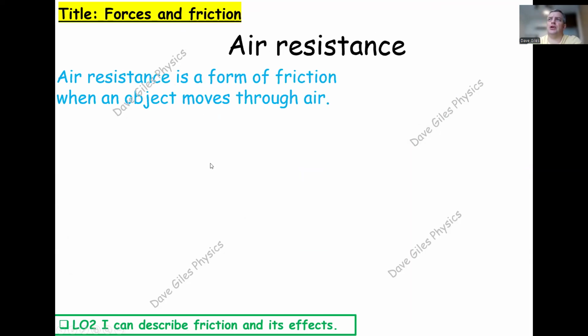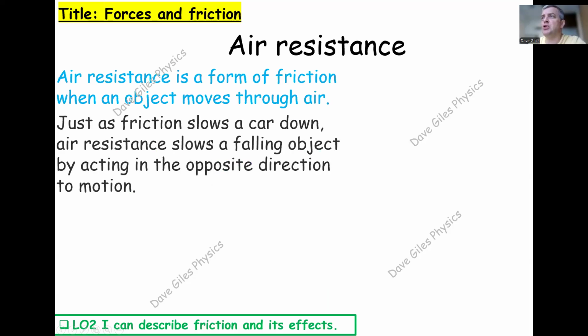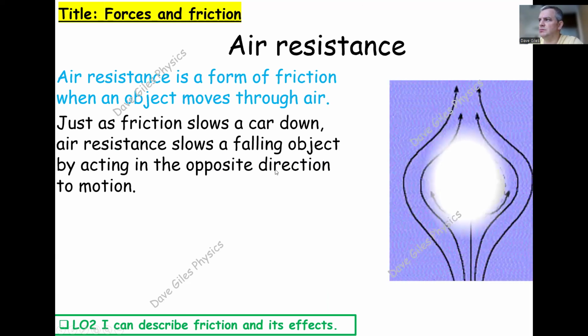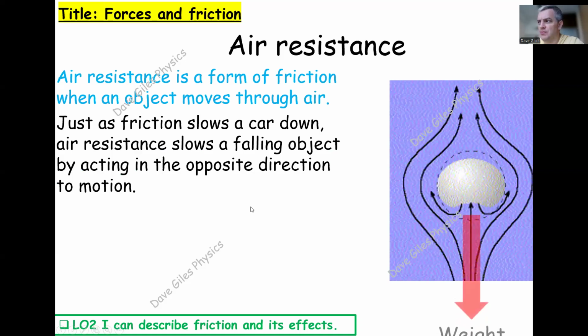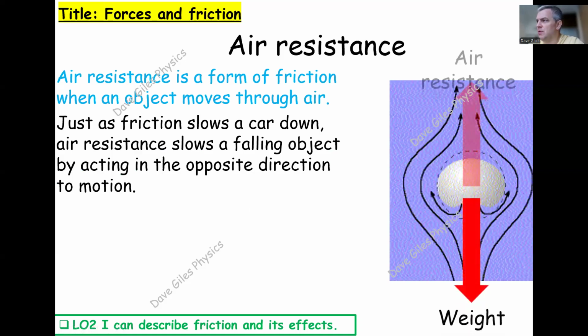Air resistance is a form of friction when an object moves through air. Just as friction slows a car down, air resistance slows down a falling object by acting in the opposite direction to the motion. So here is an example of something being dropped, falling through the air. You can see the air's hitting it here quite hard, so that will be slowing it down or stopping it from accelerating as much. However, it's curved around here, so the air here is going around the outside. So you've got weight acting down and air resistance acting up.